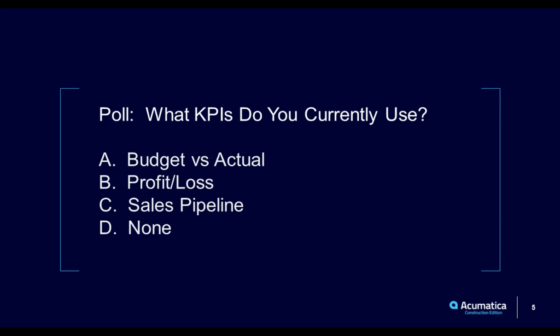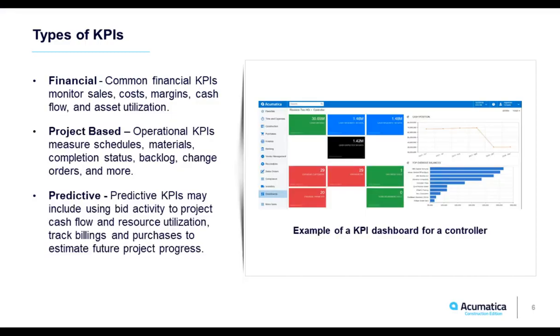And that's something that we're going to talk about today, what those key performance indicators are in your company, and what you should be doing from a KPI perspective, and how to manage those KPIs in your business and in a true cloud solution. So thank you for those answers. I'm going to go ahead to our next slide, which are different types of KPIs that are available to us. So what you're seeing there is an example of a KPI dashboard for a controller.